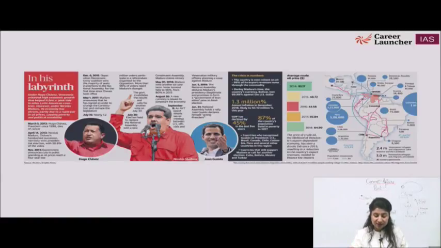Whereas the countries that still support Nicolas Maduro, who is considered responsible for the financial and political crisis in Venezuela, or call for another election, are Cuba, Bolivia, Mexico and Turkey. So how the political crisis in Venezuela has been viewed by different countries is also there in this complete picture.